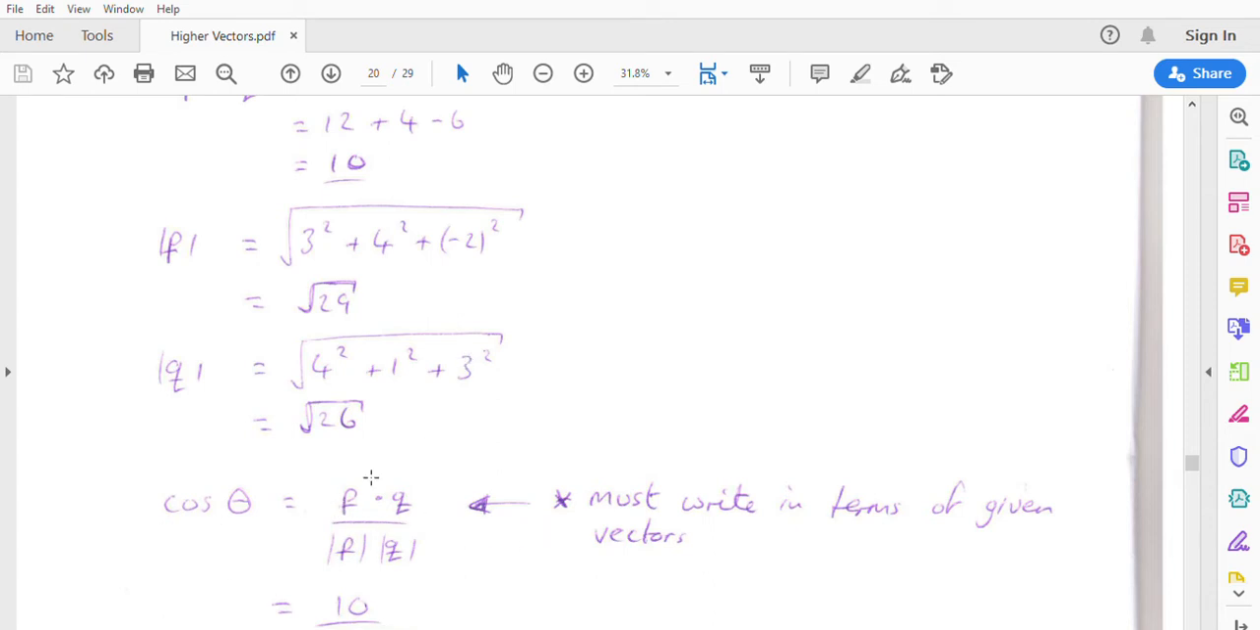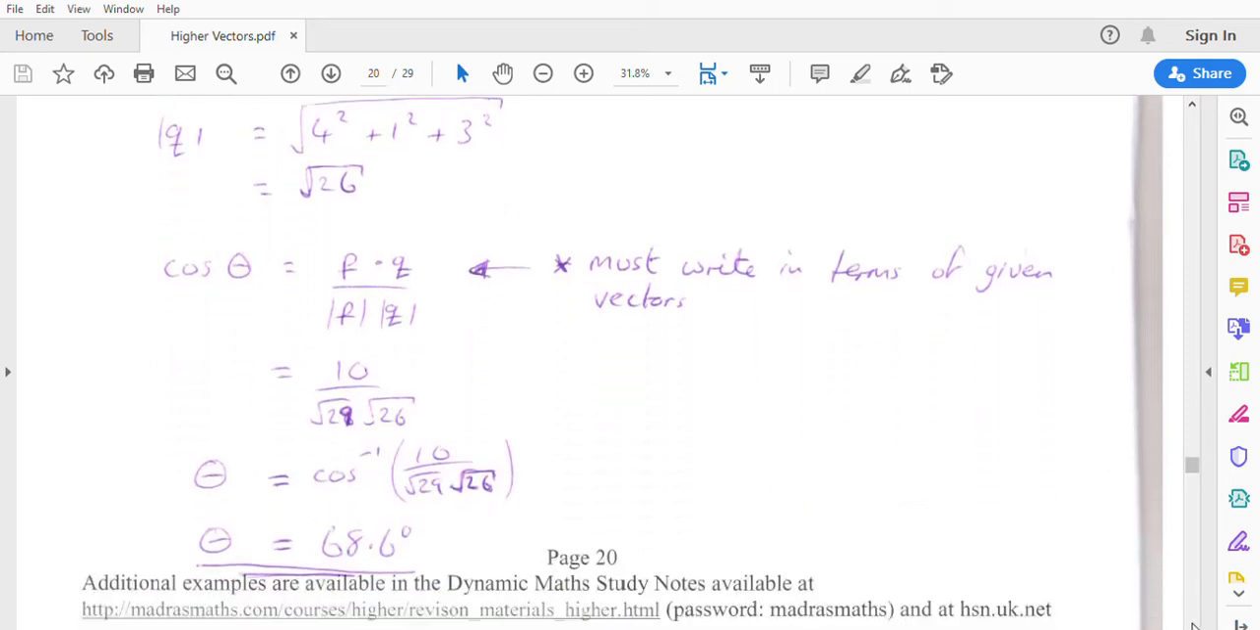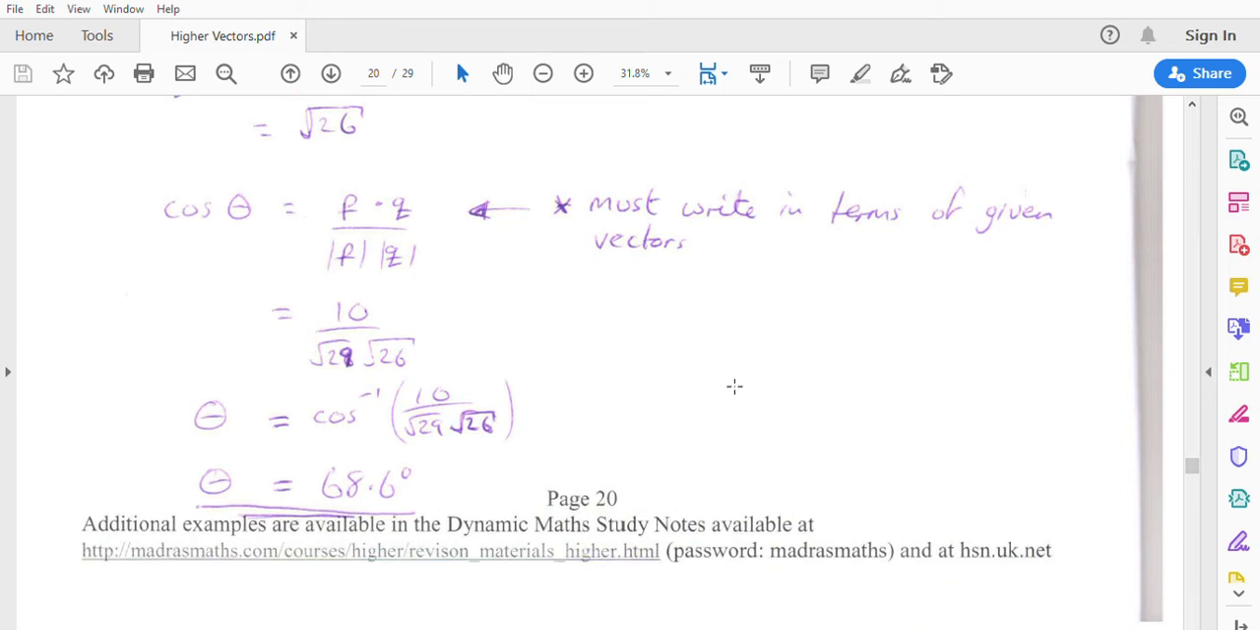Right, we must rewrite this formula in terms of the given vectors. So we can't be writing A dot B over the magnitude of A multiplied by the magnitude of B. We've got to use P dot Q and the magnitude of P and the magnitude of Q, because the SQA want us to do that, and if we don't, they will dock us a mark, which we do not want to happen.